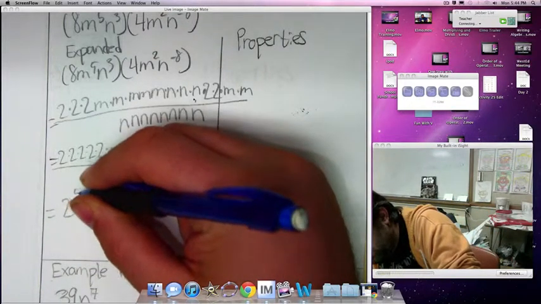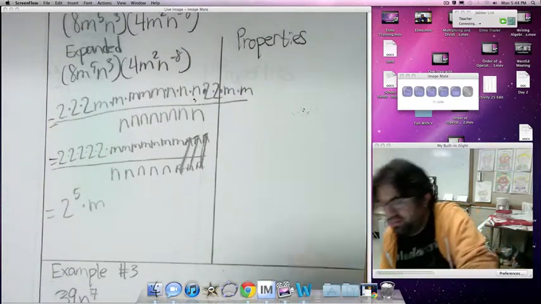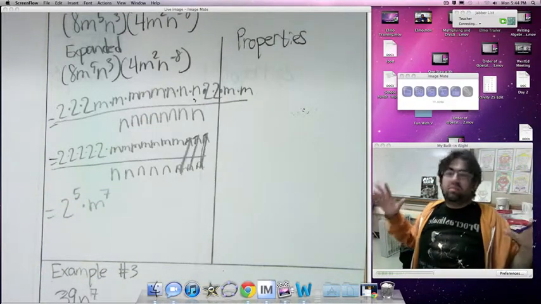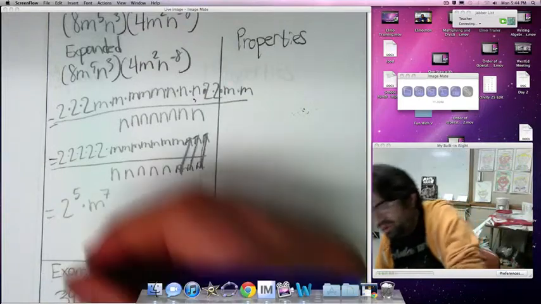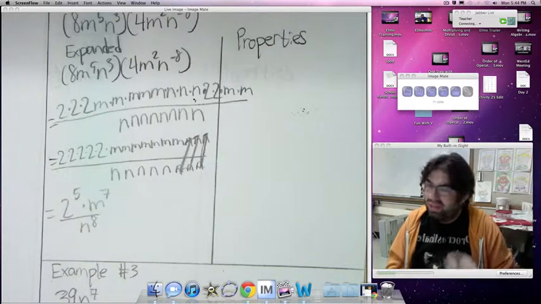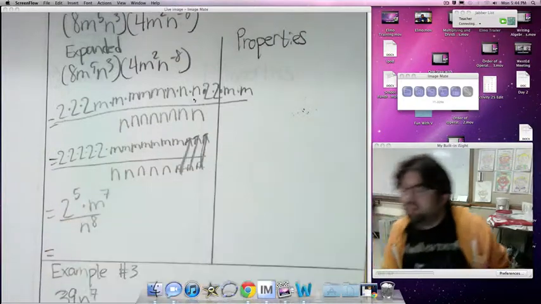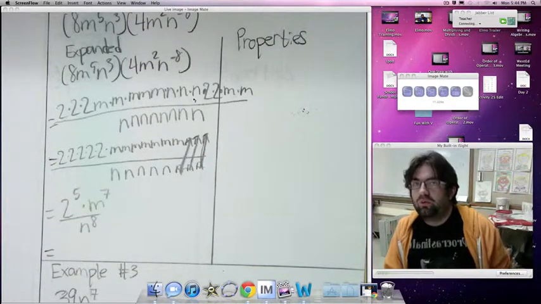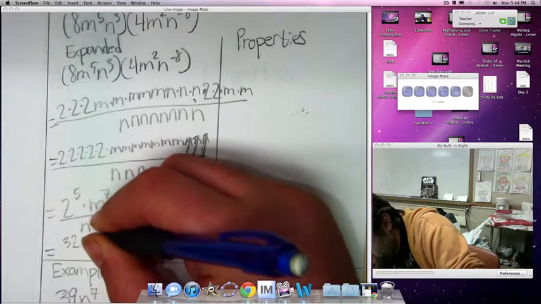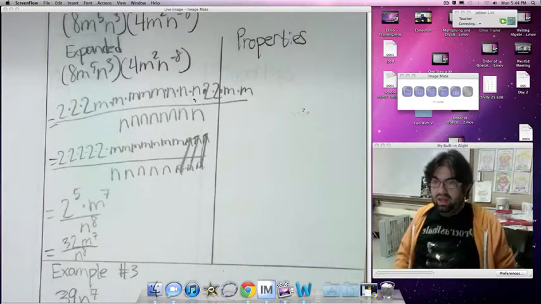2 to the 5th power, because I have 1, 2, 3, 4, 5, times m. There's 7 m's up there, so m to the 7th power. N's not coming upstairs. We don't want him. He's crazy. You don't know him, man. He is nuts. N to the 8th power is staying in the denominator. Well, we can't leave our answer as 2 to the 5th power. 2 to the 4th power is 16. Double that, we get 32. M to the 7th, all divided by n to the 8th power. And that would be our final answer.